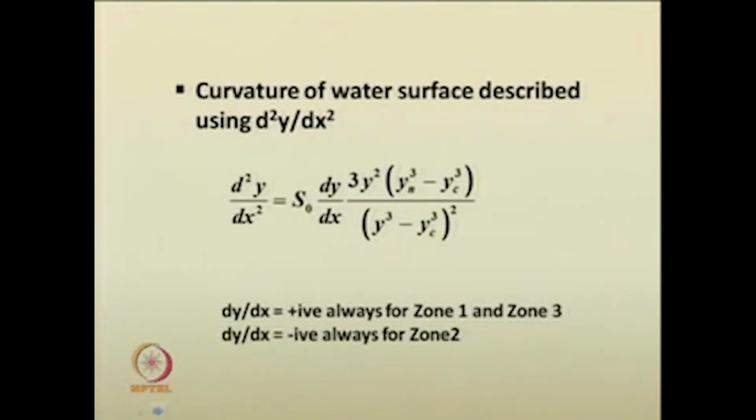We also discussed the curvature of the water surface. Based on the curvature of the water surface, one can determine whether the slope of the water surface is positive or negative. And using this particular equation which was discussed in the last class, you have seen that dy by dx is always positive for zone 1 and zone 3 of the liquid, whereas dy by dx is always negative in zone 2. So, these things are very much evident.